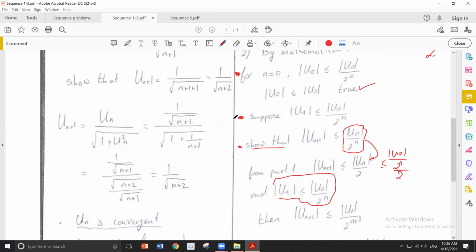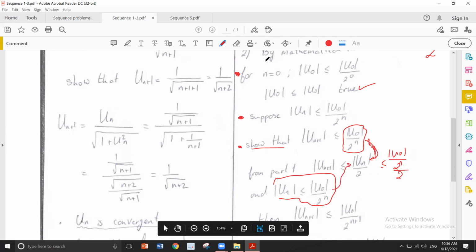This one, in place of u0 over 2, we put un. Sorry, no, I need to prove this. In place of this un, we put u0 here. In the un, I put in its place u0 over 2 to the power n. This is not correct here.